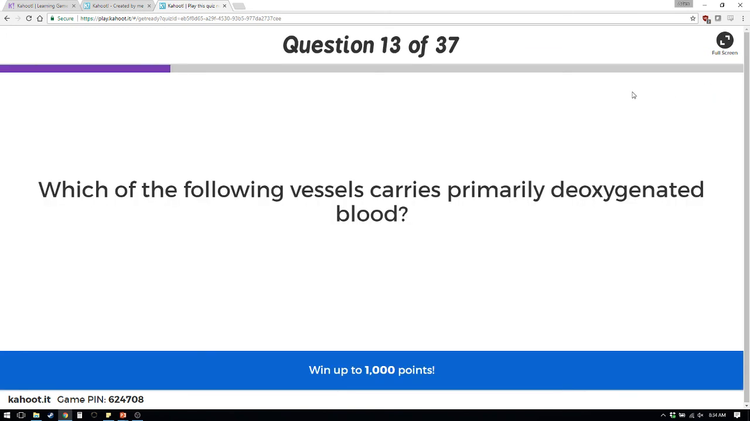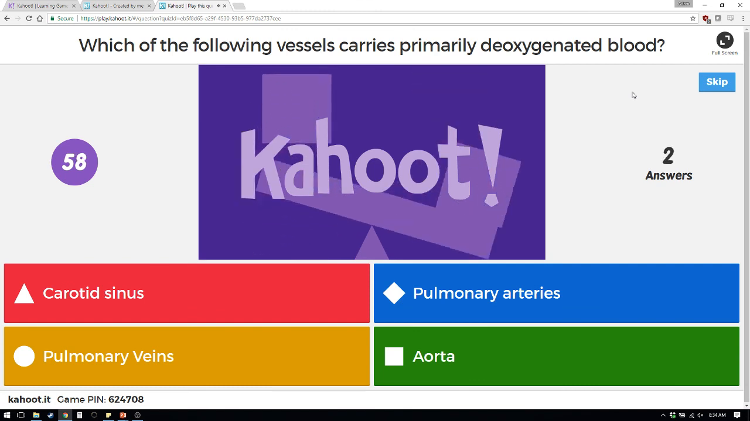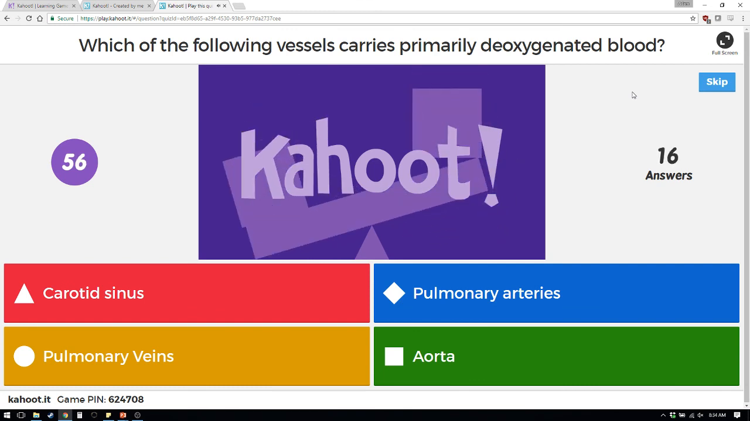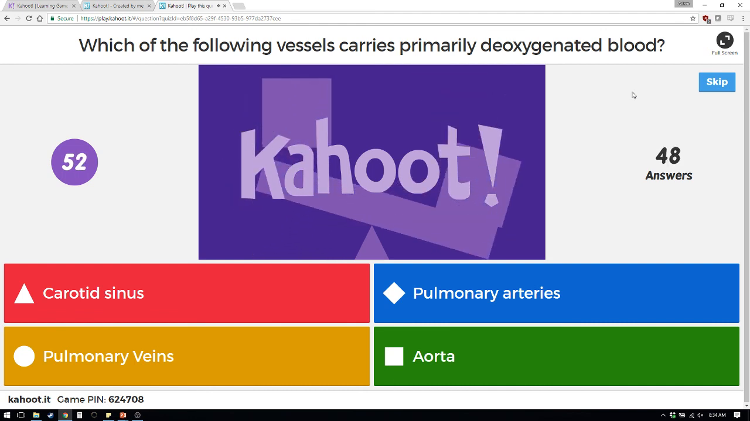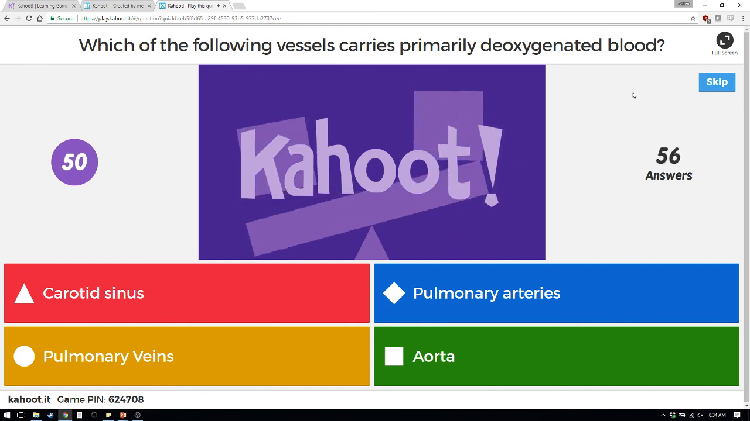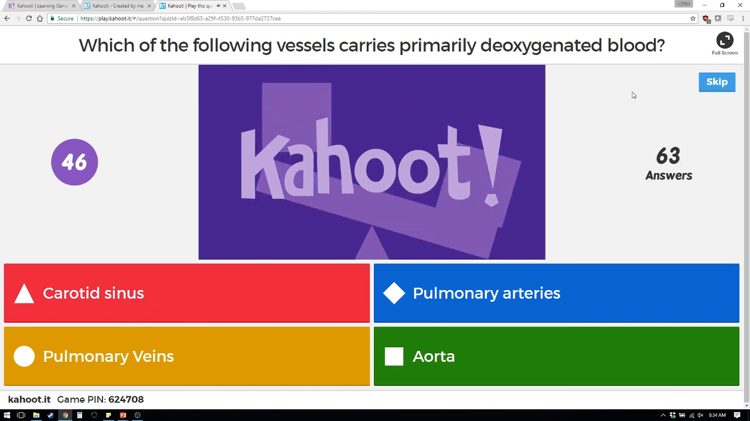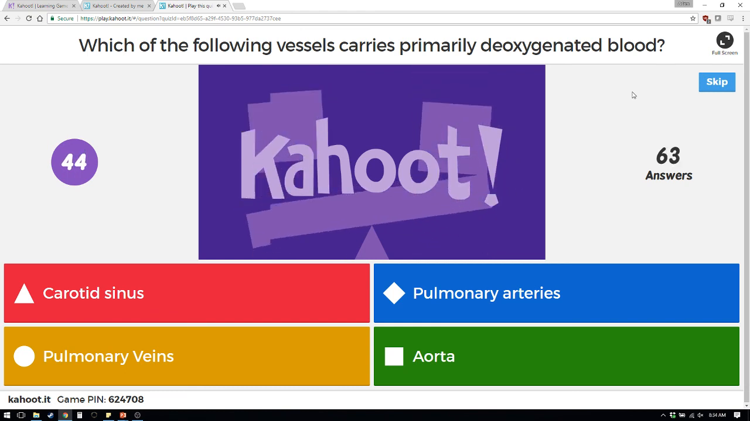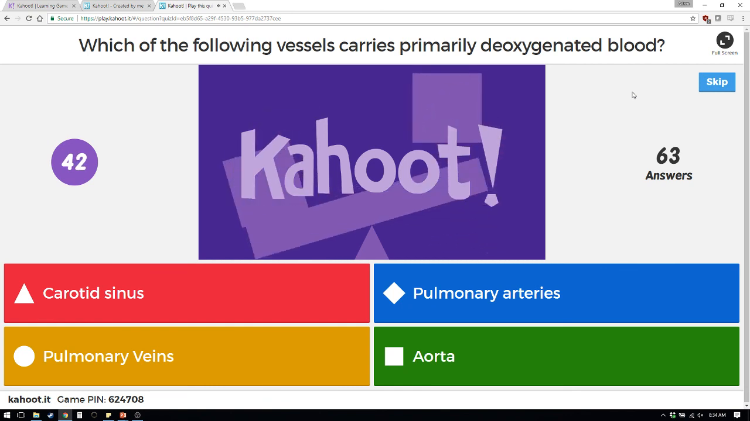Which of the following vessels carries primarily deoxygenated blood? Guess this one pretty quick.